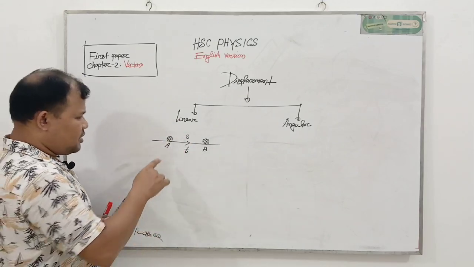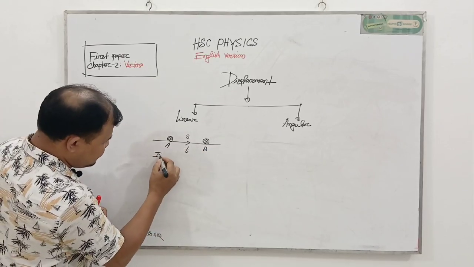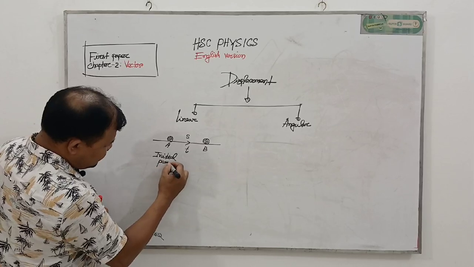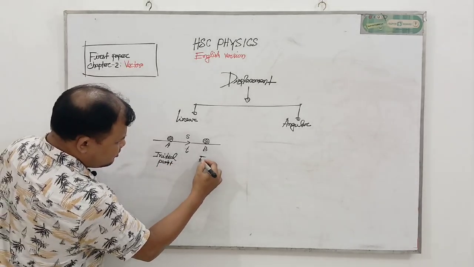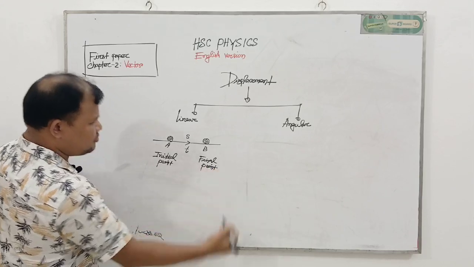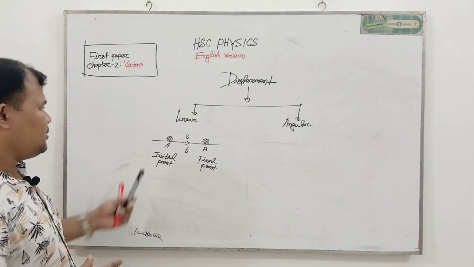Why? Because this is the initial point and this is the final point. The minimum distance between the initial point and the final point is called linear displacement.